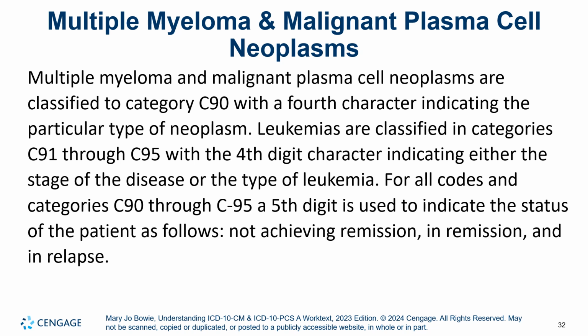It's important not to confuse in remission with personal history. Personal history codes identify a patient's past medical condition that no longer exists and they're not receiving any treatment, but has a potential for recurrence and therefore may require continued monitoring. If the documentation is unclear as to whether the leukemia, the myeloma, or the malignant plasma cell neoplasm should be coded as in remission, then you should query the provider.